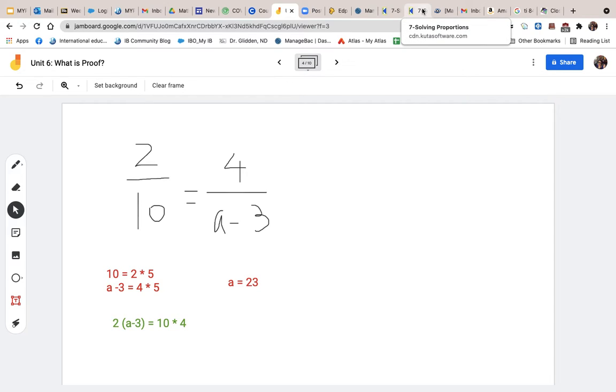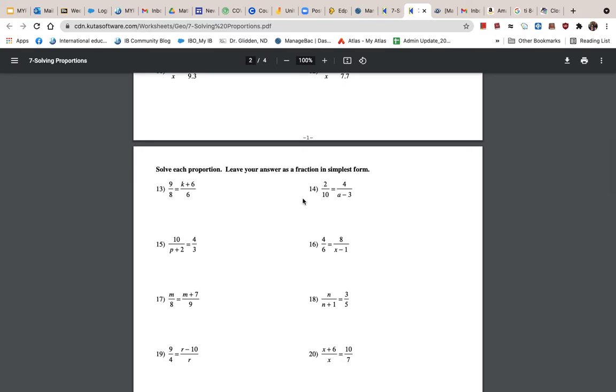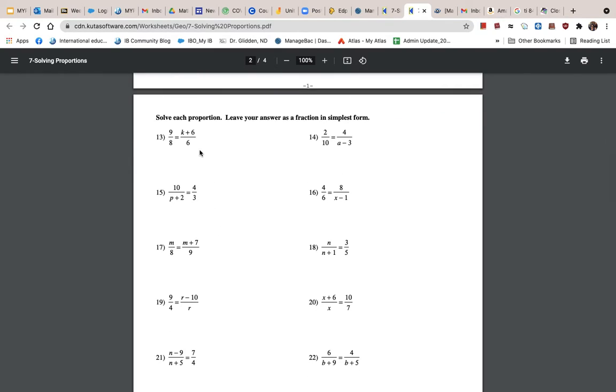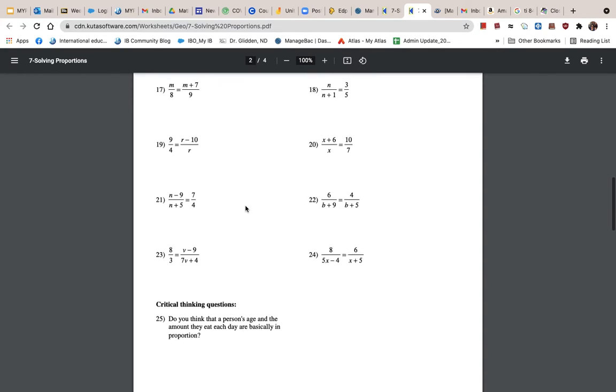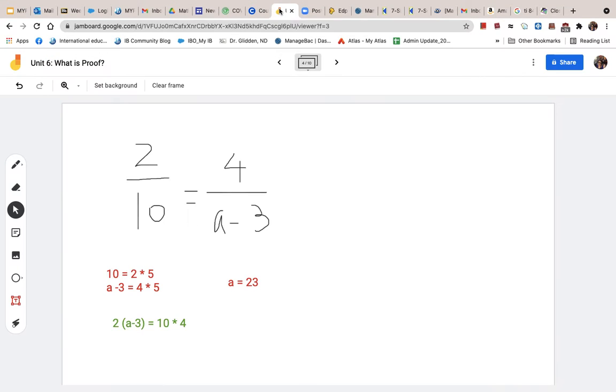All right, so again, if you go back to the worksheet, you will see that this is question number 14, and you can solve the similar problems from number 13 until number 24. Use a similar method. Okay, so if this is a little bit complicated for you right now, I encourage you to pause here and then take a look and practice a few questions before you move on. If this is a piece of cake for you, let's move on.